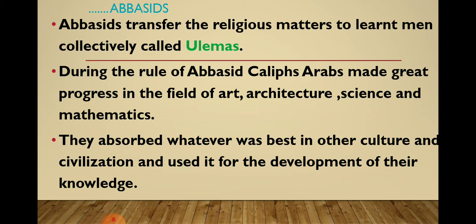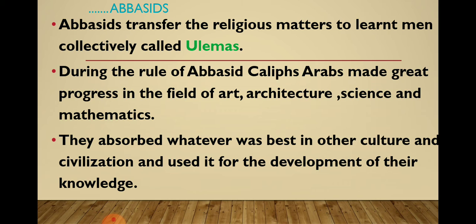Now let's continue with the Abbasids. Facing strong opposition from non-Arab converts to Islam, the Abbasids were compelled to transfer all matters of religious importance to experts of Islam, and these experts are called ulamas. So the Abbasids transferred their religious matters to learned men called ulamas.